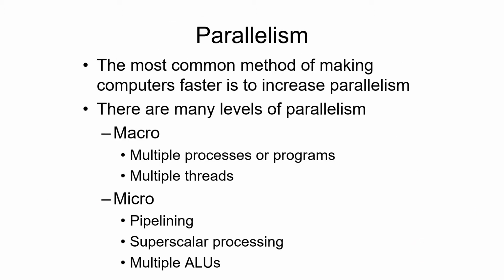We're going to be talking about parallelism for the next couple of lectures. Parallelism helps improve performance. There are many different types of parallelism. Macro parallelism is things that you can see, things that the programmer has control over. You can write a program that has multiple threads or multiple processes. When you run multiple programs on your computer, you are doing parallel processing.